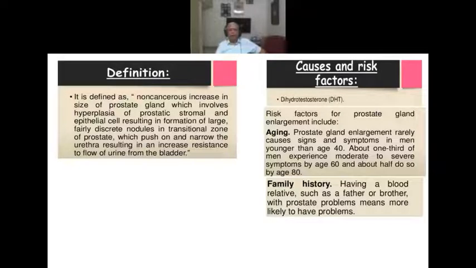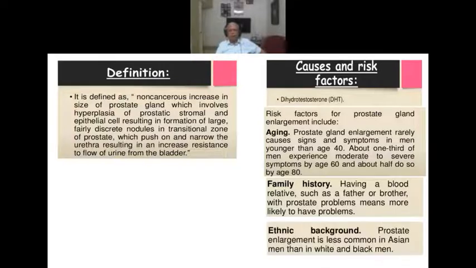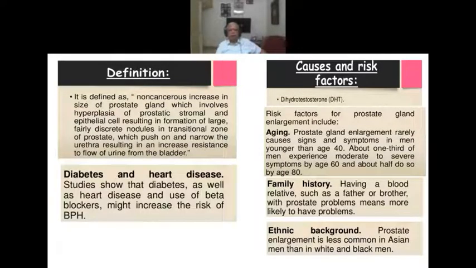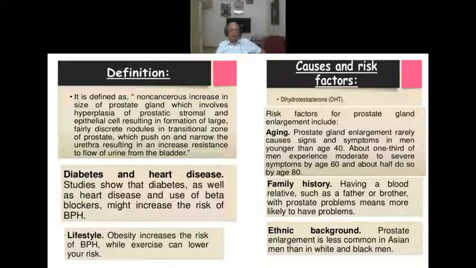And if there is a family history of a blood relative, father or brother, having a prostate problem, it is likely to be there in those family members also. The ethnic background, Asians are more commonly affected than white and black men. Diabetes and heart diseases also show an increased risk, and obesity is another important risk factor for BPH. And exercise can lower your risk.